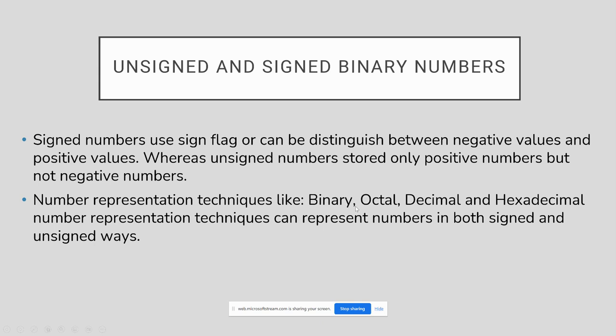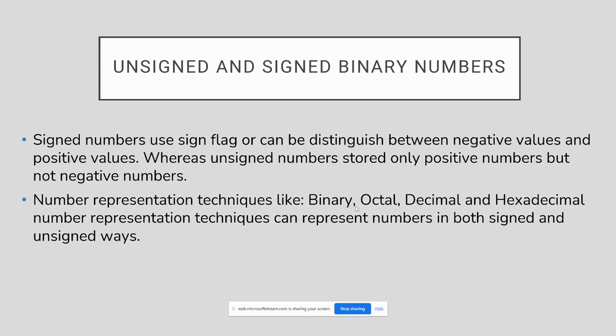Hi everyone. Today's tutorial is about unsigned binary numbers. Signed numbers use a sign flag to distinguish between negative and positive values, such as plus 10 or minus 10, whereas unsigned numbers store only positive numbers, not negative numbers. So normally when we do binary calculation, by default, we treat it as positive numbers.